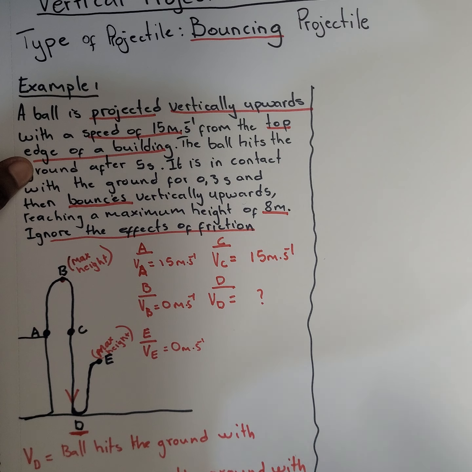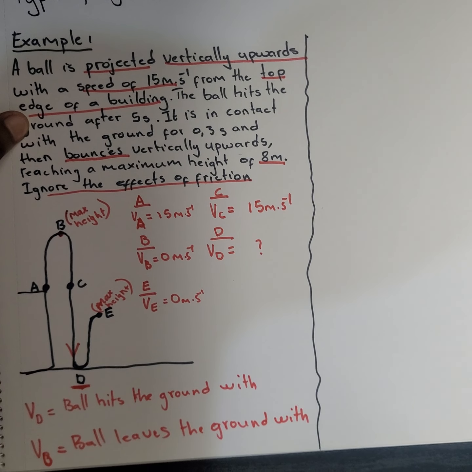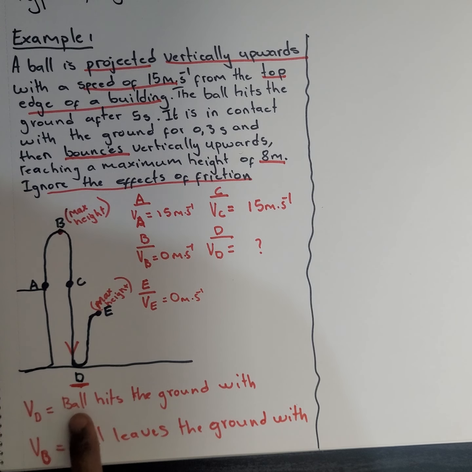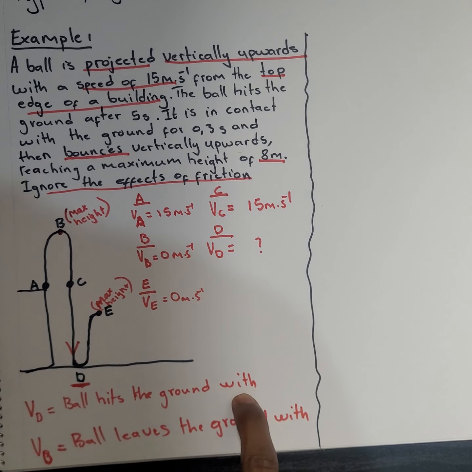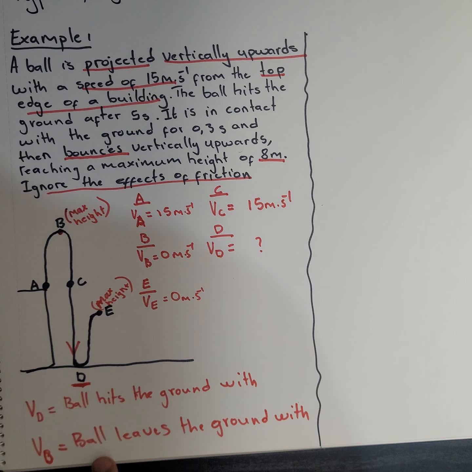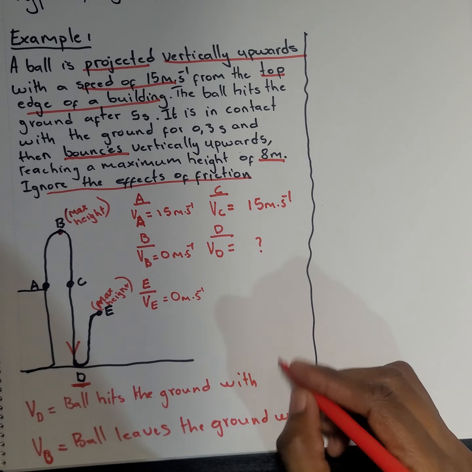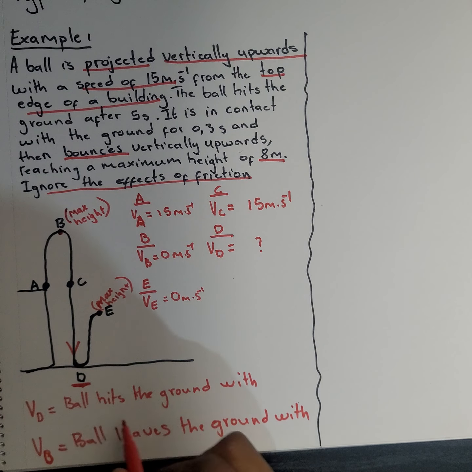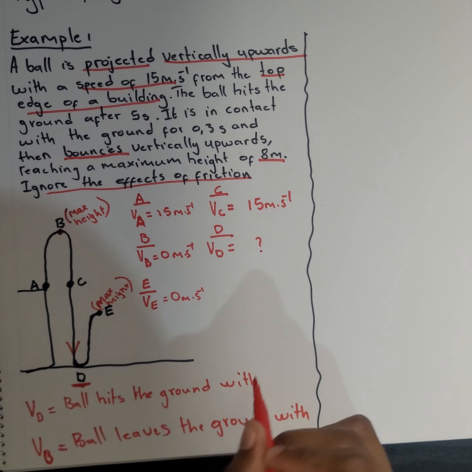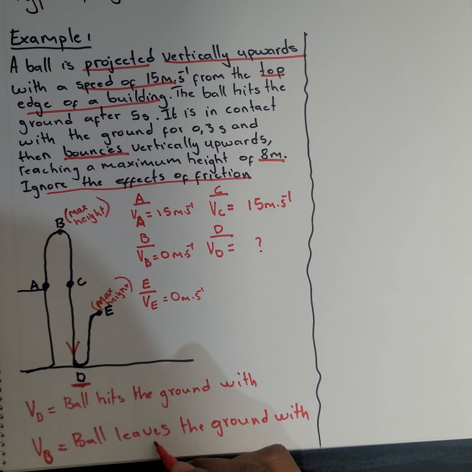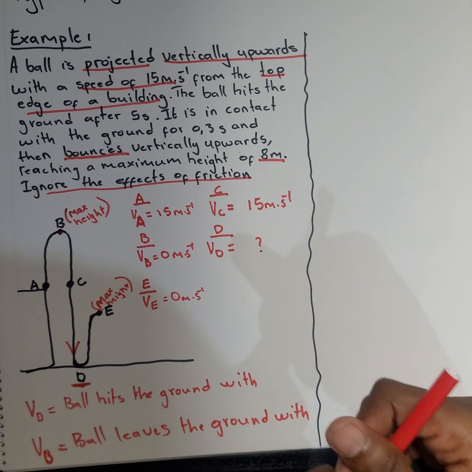So at point D there are two things that we must focus on: the velocity with which the ball hits the ground, and the velocity with which the ball leaves the ground. And you'll agree with me that the velocity with which the ball hits the ground is greater than the velocity with which the ball leaves the ground. We'll talk about that in a few moments. Let's now look at other information that we have.